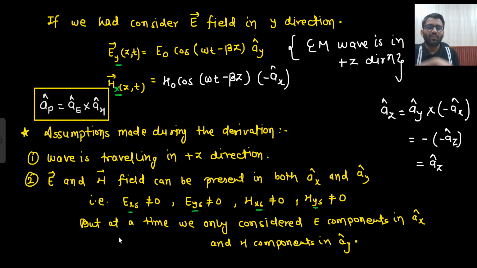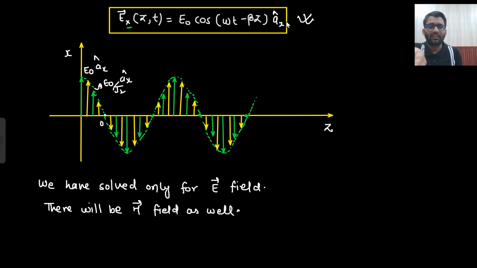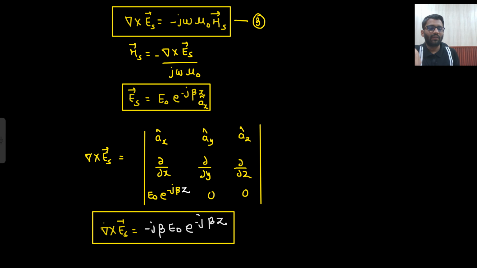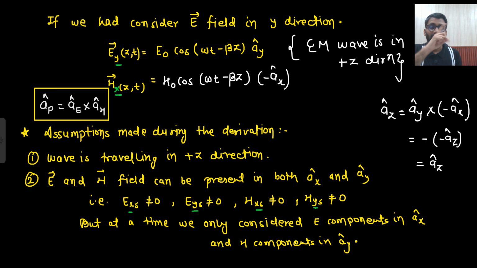All components will be 0, but at a time we are only considering one component. So for the E component we consider the Ax cap direction. For the first expression we got this, and with respect to that we got our H field expression, which was in Y cap. Then we saw that there was one Y component as well for the electric field, which was this.